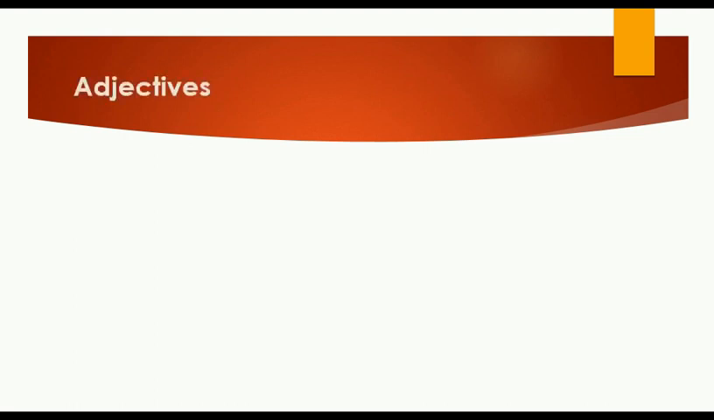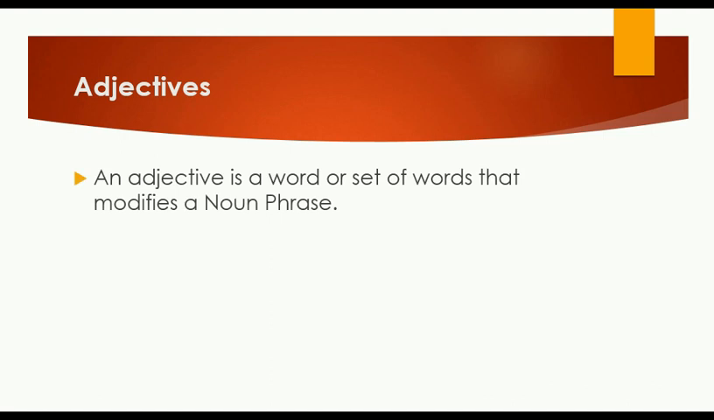Now we are going to talk about another word class, which is the adjectives. So what is an adjective? An adjective is a word or set of words that modifies a noun phrase. In other words, an adjective is a word or set of words that describes a noun or a pronoun.